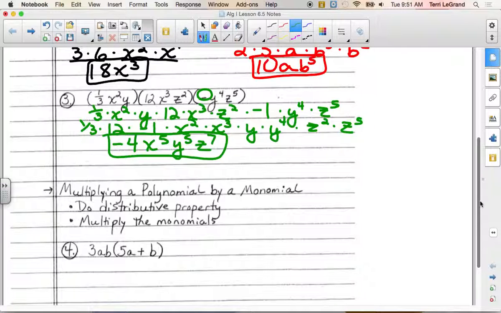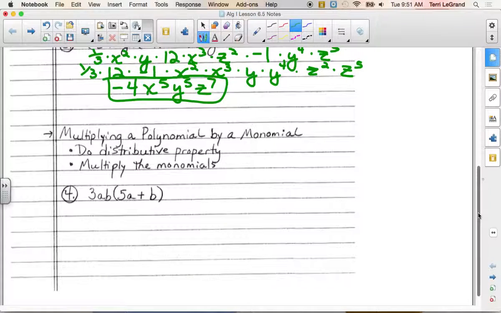Okay. Then multiplying a polynomial by a monomial, in other words, when the polynomial is not a monomial, then we're going to have to do the distributive property, and then just multiply our monomials. So let's show how many multiplications will there actually be to get rid of this addition?